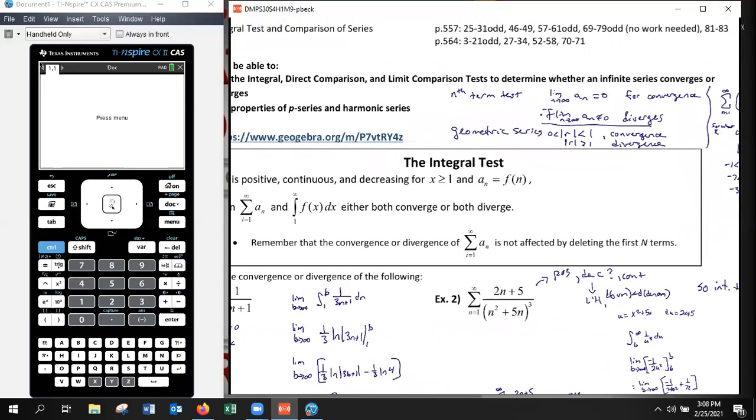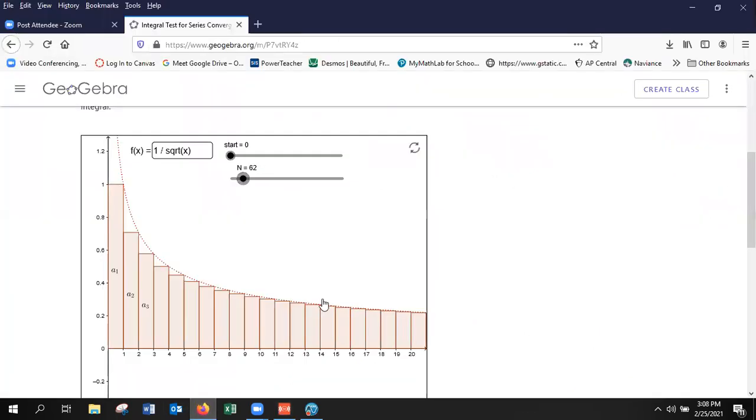Next, what we have is what we call the integral test. Now, to set up the integral test, I do have a link on the notes to this GeoGebra site. When we want to look further at whether a series converges or diverges, let's talk about the series. Each term in the series is represented by this rectangle.